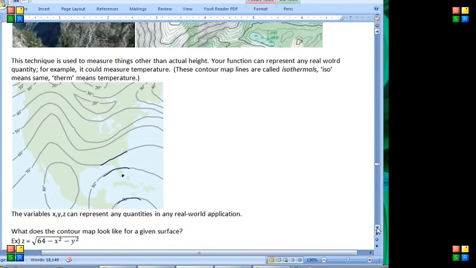So here's a function. z equals the square root of 64 minus x squared minus y squared. What does the contour map look like? Okay. Well, first of all, what is the surface? The surface is going to be a sphere. So we already saw this for radius 3. So what's the radius of this sphere? The radius of the sphere is going to be 8.